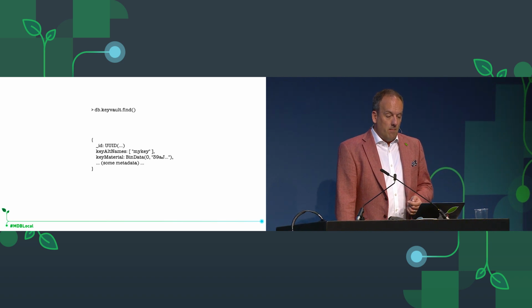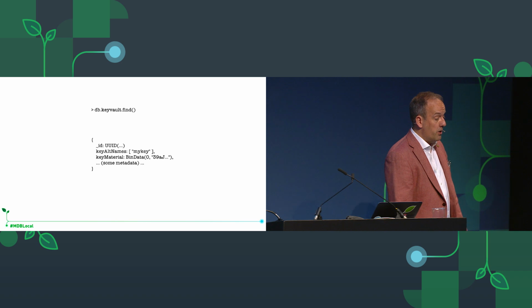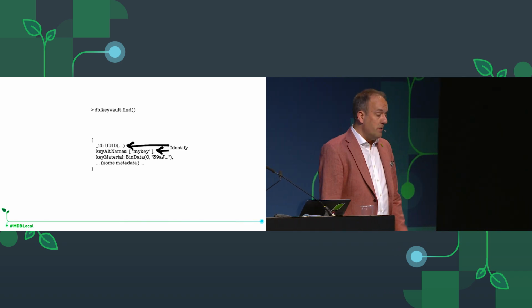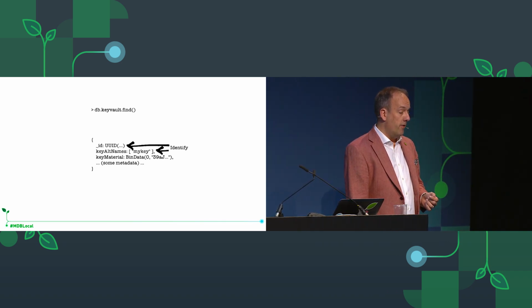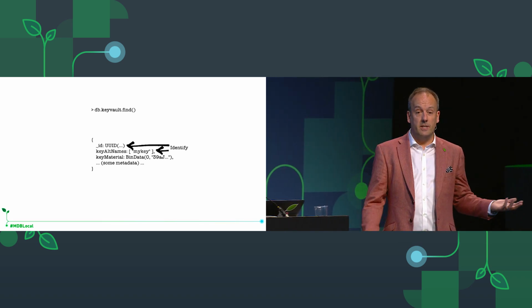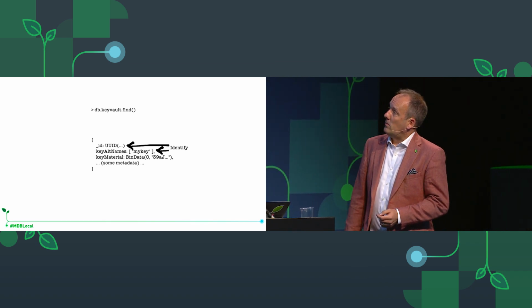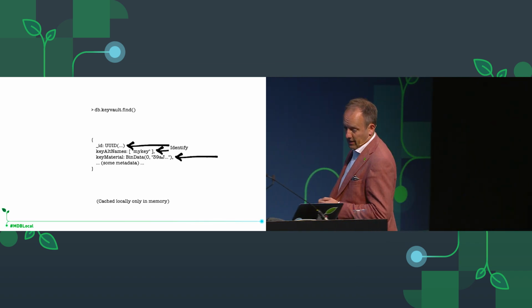And just to give you an idea of what's inside the keys as well. We've got the UUID, which is how we identify the key when we're referring to it. We've got the key alt names as well, so you can give it a name. This is how you'd associate it to the customer. And the key material, and some of the metadata.